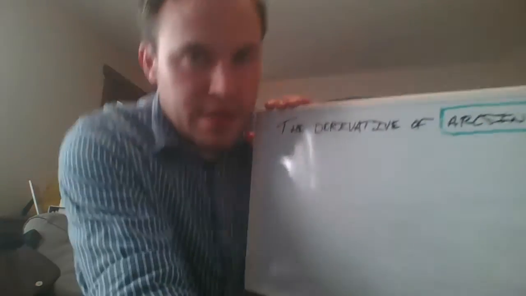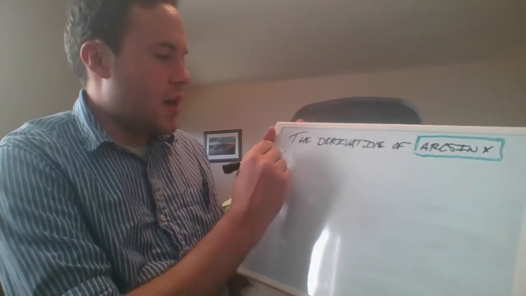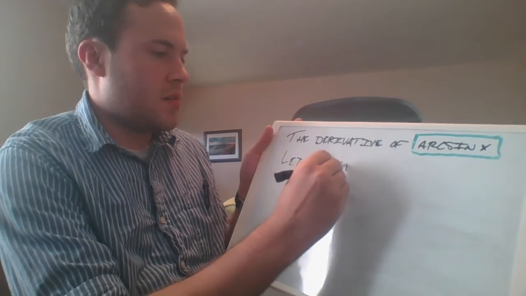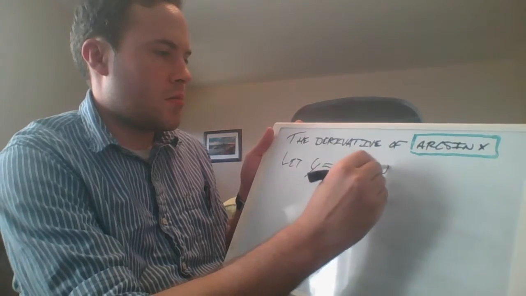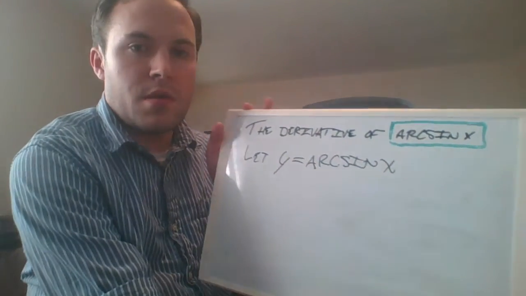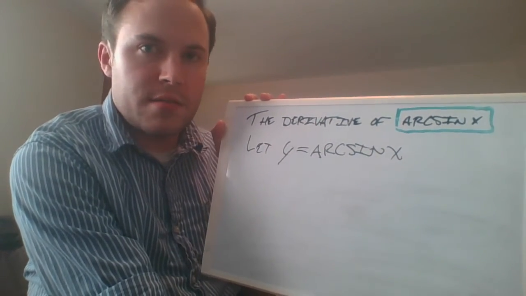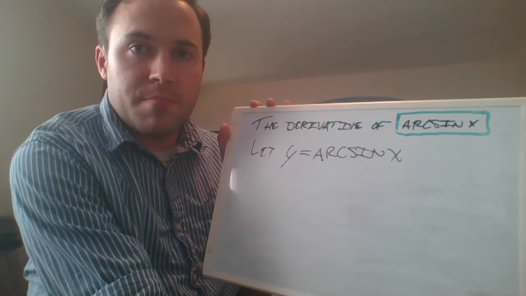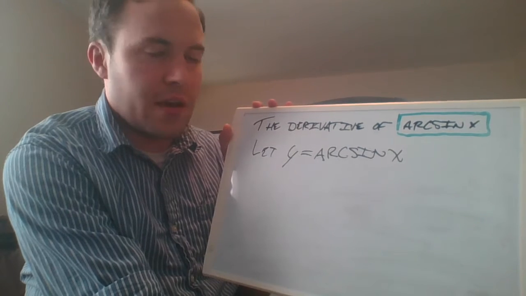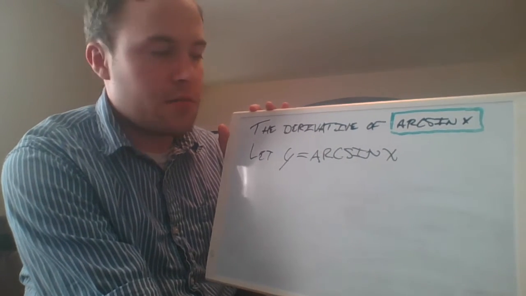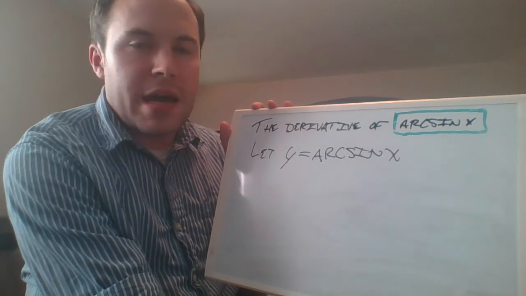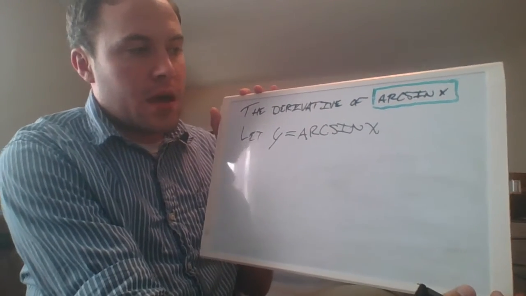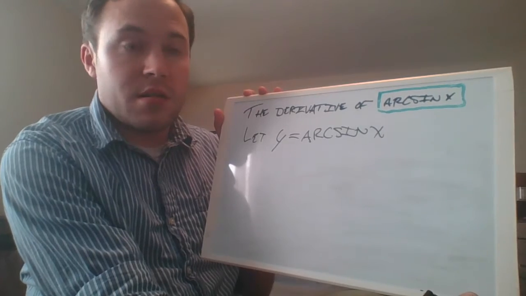So the way we're going to do this is we're going to let y be equal to arcsine of x. Right, so y is arcsine of x. And what we want to do is find y prime. We want to find the derivative of arcsine, and so we want to find dy over dx. Well, we don't know how to do it if it's arcsine, right? We don't know how to handle arcsine. But we've talked a lot about what to do if it's sine.